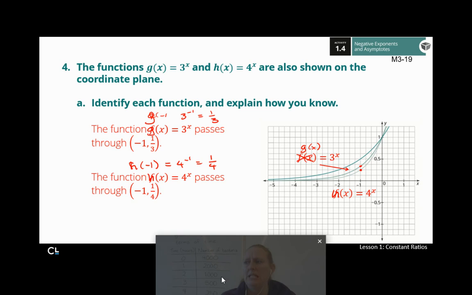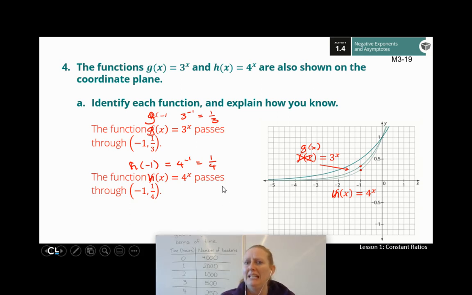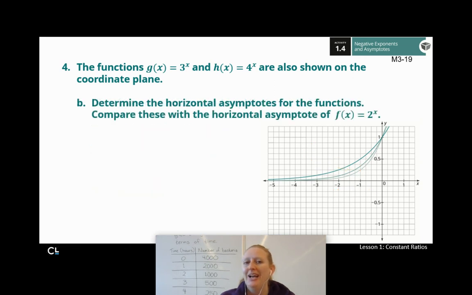Sorry about my j's and h's and f's. My bad. I will fix later. So we said the top one is 2 to the x, the middle one is 3 to the x, and the bottom one is 4 to the x. Hopefully you're seeing some patterns here. What are the horizontal asymptotes for g of x and h of x? And how does that compare with the horizontal asymptote for f of x? Hit pause, jot down your thoughts, hit play when you're ready to check your work.